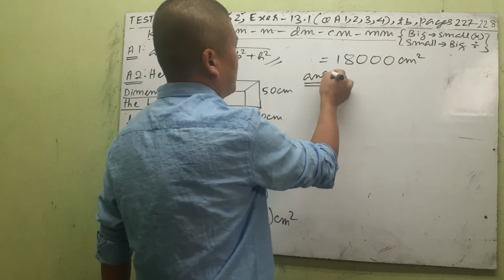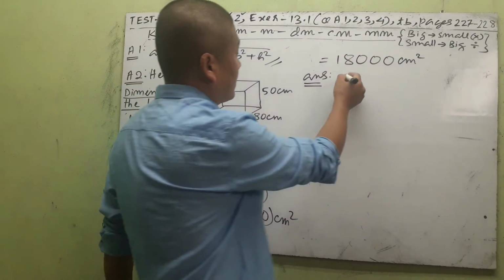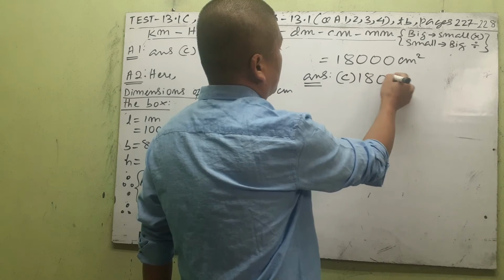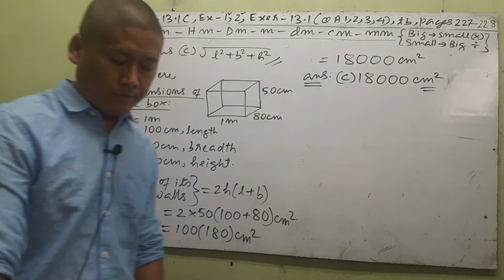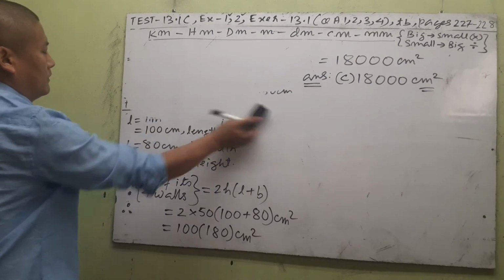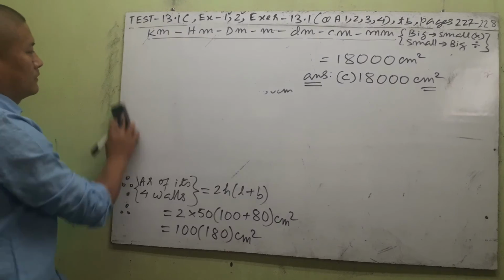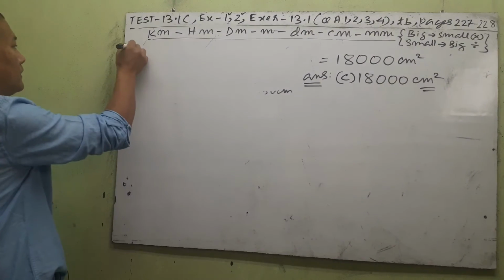So the answer choice that matches, because it's a multiple choice question, is C, 18000 centimeter square. A2. Let's go to A3. So here A3.